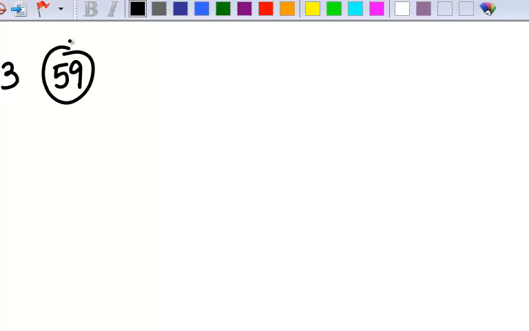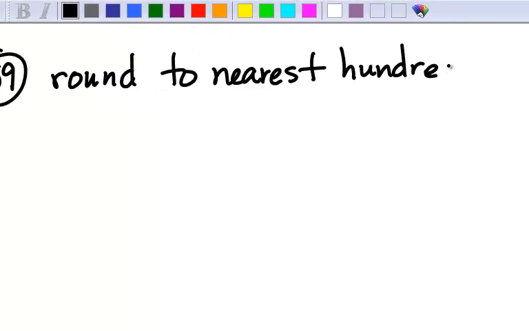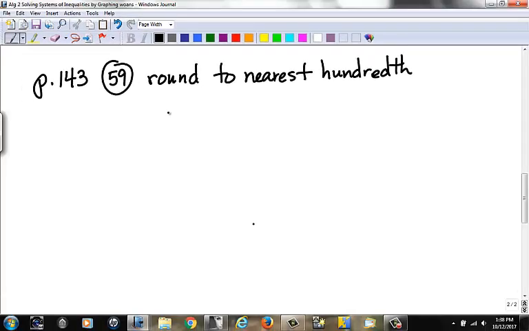Okay, it says use a graphing calculator to solve each system of equations. Round the coordinates to the nearest 100. Okay, and we've been doing everything pretty much by hand, like we did today. But I want to get you on the calculator also.